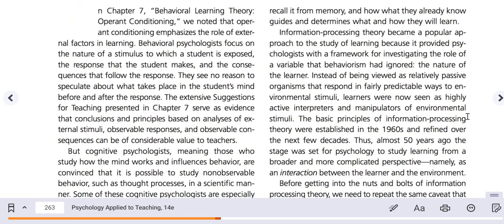Information processing theory became a popular approach to the study of learning because it provided psychologists with a framework for investigating the role of a variable that behaviorism had ignored, the nature of the learner. Instead of being viewed as relatively passive organisms that respond in fairly predictable ways to environmental stimuli, learners were now seen as highly active interpreters and manipulators of environmental stimuli.